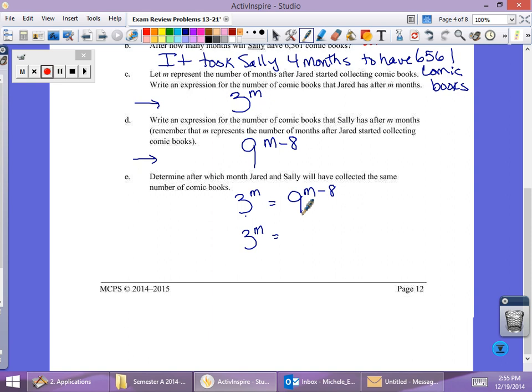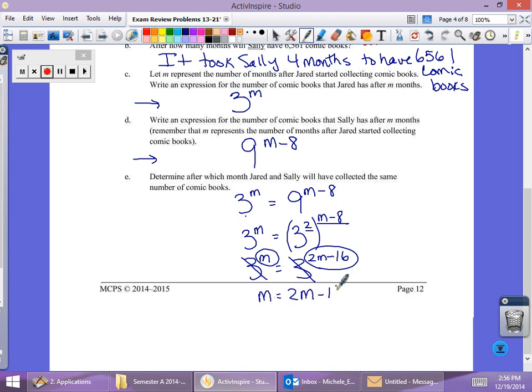On the right-hand side, 9 can be rewritten as 3 squared, and I'll still have the exponent of m minus 8. Again, by our rules of exponents, we know we can take the 2 and multiply by the m minus 8. If I do that, the new exponent on the right will be 2m minus 16. Now, once the bases are the same, we learned that if the bases are the same, the exponents must be equal to each other. So we'll say that m equals 2m minus 16.